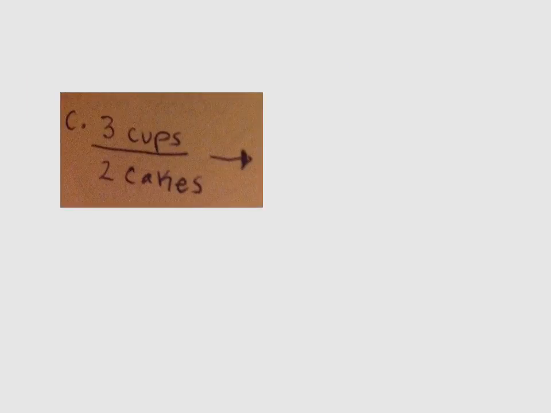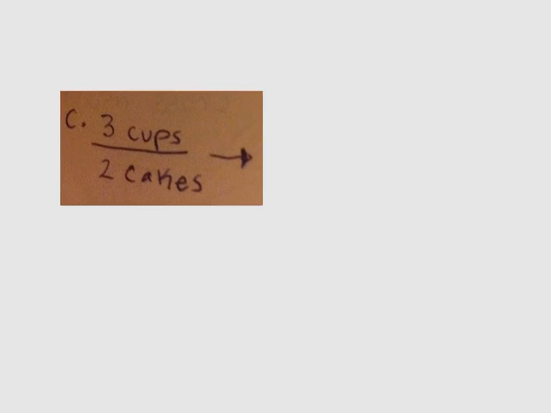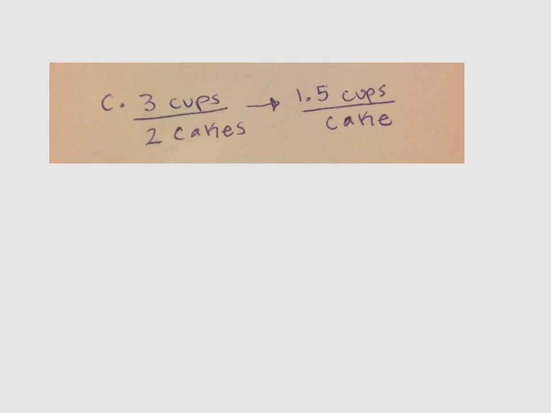C. Let's say you have a recipe and you need 3 cups of something like flour for 2 cakes. What they want to know is how many cups you need for 1 cake. 1 unit. So again you get your calculator, push 3 and divide it by 2, and it'll tell you how many cups you need for 1 cake. The answer is 1.5, and you keep the cups on top and the cake unit on the bottom. You need 1.5 cups per cake.